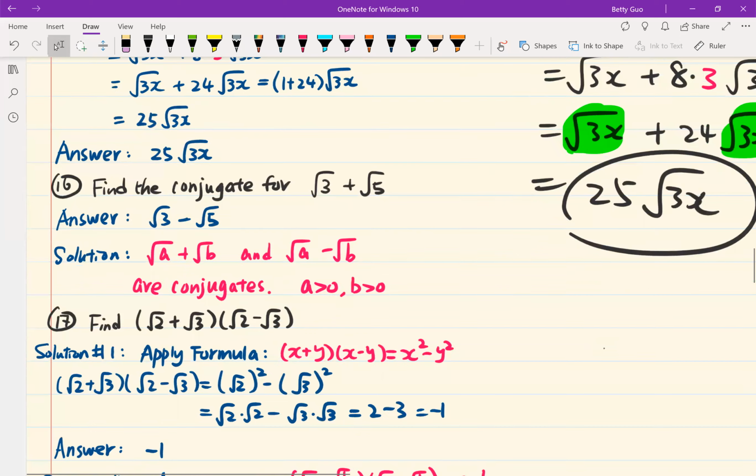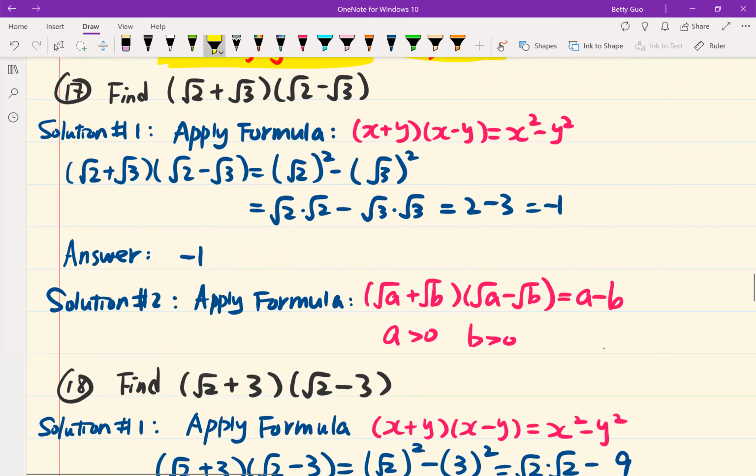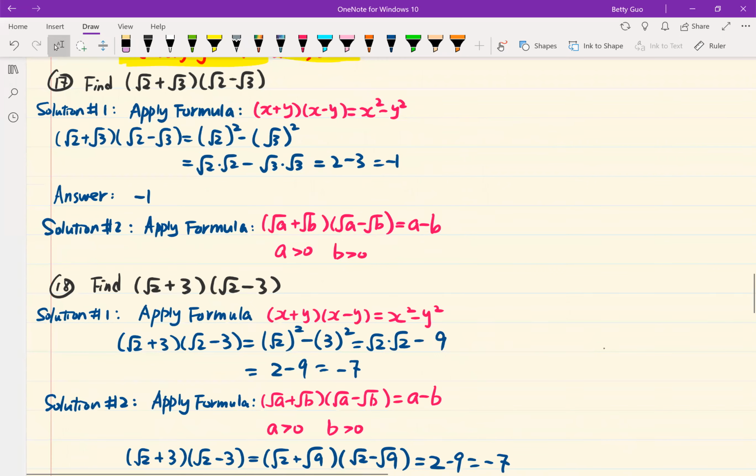Number 16. What's the conjugate for square root 3 plus square root 5? Conjugate is square root 3 minus square root 5. Yeah, the definition is right here. Square root of a plus square root of b and square root of a minus square root of b are conjugates. All right, yeah, that's very straightforward. Number 17. We are multiplying two binomials, and the two binomials are conjugates. Square root of 2 plus square root of 3 times square root of 2 minus square root of 3.